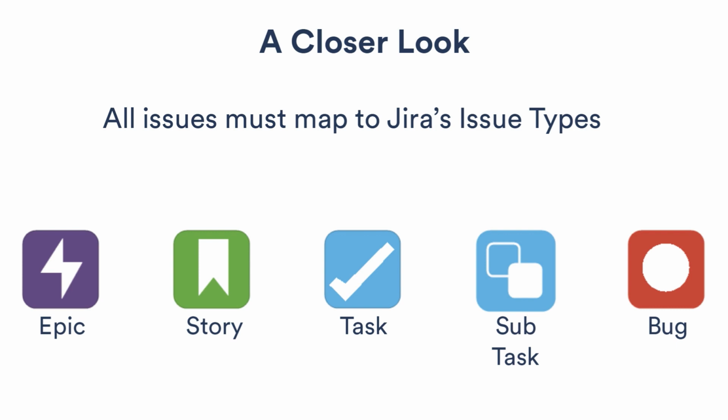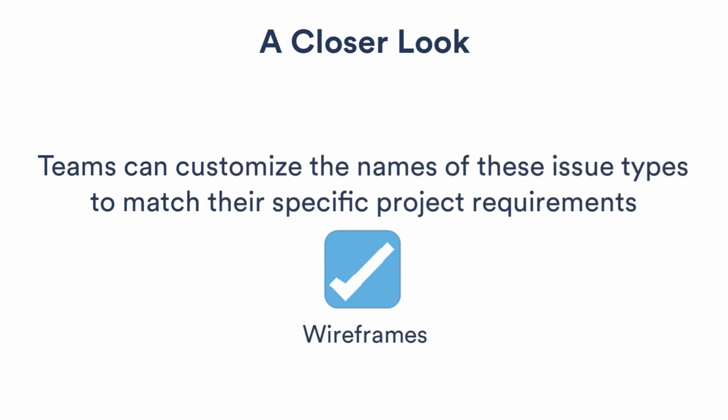Teams can create custom issue types to match their particular needs. For example, you might find that creating a wireframe is a task that your team does frequently. You could ask your Jira administrator to create a custom issue type called wireframe that would capture details of creating and working on wireframes.